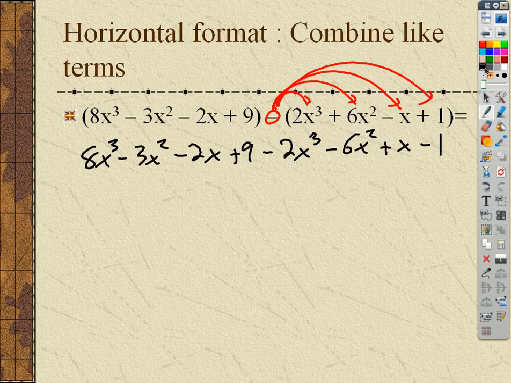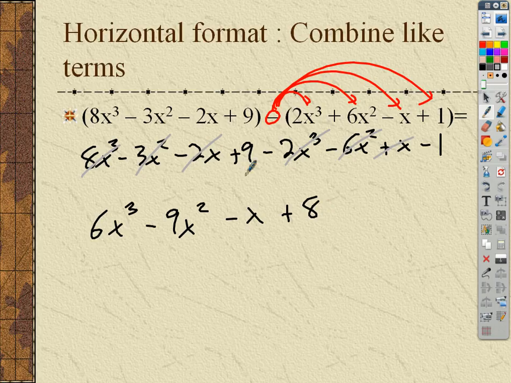So what do we get? If we combine like terms, 8x cubed minus 2x cubed is 6x cubed. So we can cross those guys off. Negative 3x squared minus 6x squared. Good. Negative 9x squared. So we can cross those guys off. Negative 2x plus x. Negative x. Those guys are gone. And then 9 minus 1 is 8. Okay, and that's it. No biggie, right?